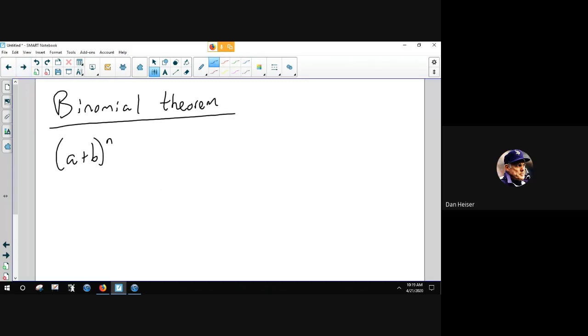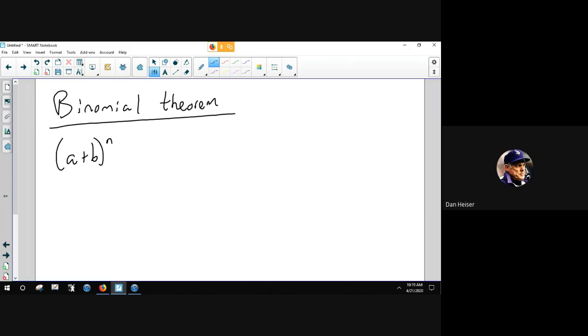We're going to stick to just whole number values of n, but understand that I could have n be a negative number, a rational number, I could even have n be a radical. We could take this to a square root power if we wanted to. Newton showed that all of that is possible. We'll keep it simple and stick to n has to be a whole number.